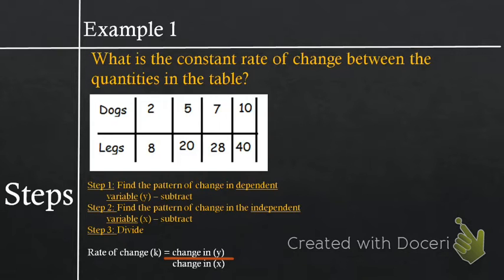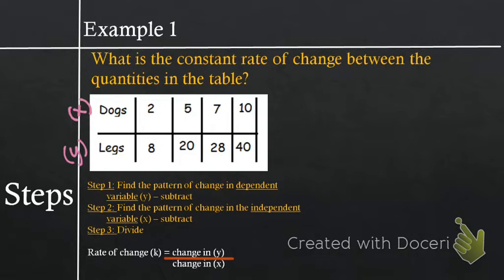Your formula for rate of change is your change in y divided by your change in x. So here, dogs is my independent variable, because it depends on how many dogs you have, it will depend on how many legs you would have. So then your y are the legs. First we're going to find our change in y and our change in x.